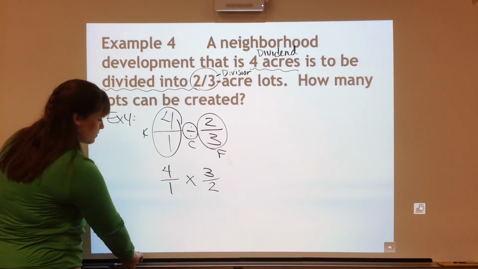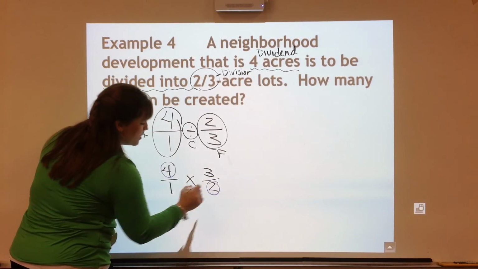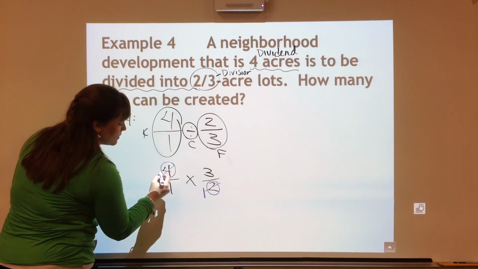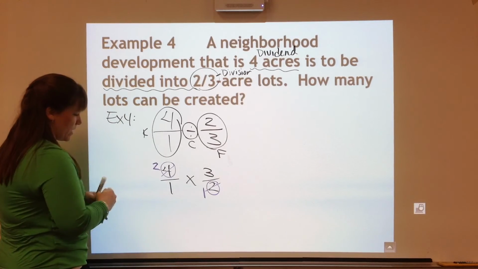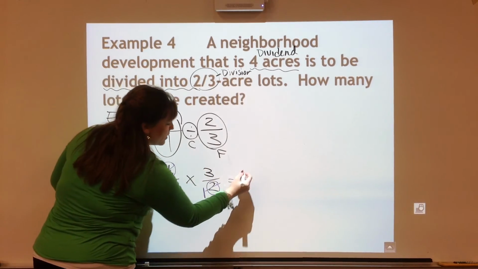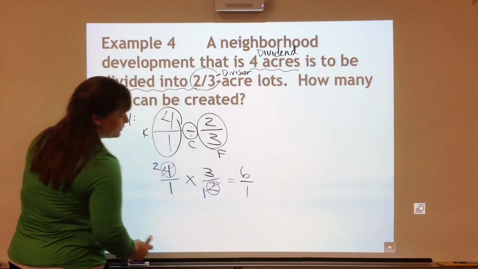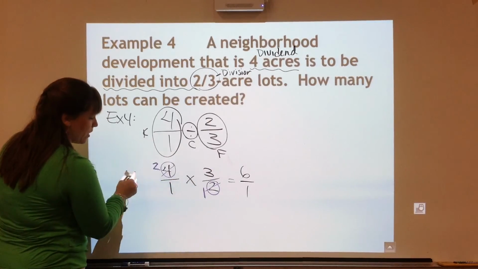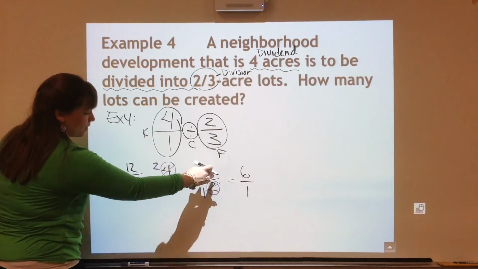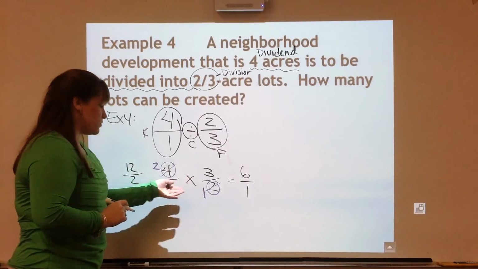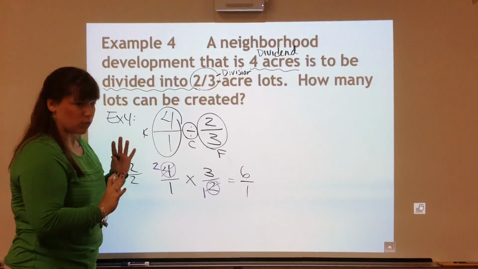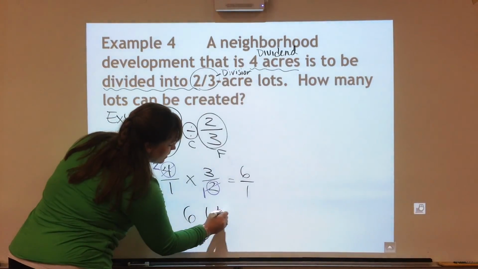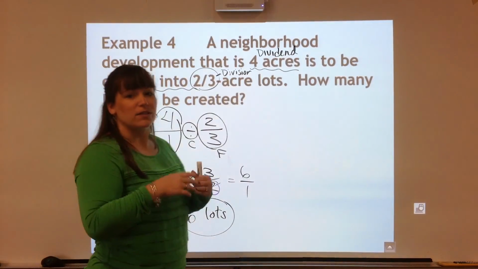Now we're going to do our simplifying trick. 4 and 2 have a common factor of 2, so that's going to be a 1, and this is going to be a 2. And now we have 2 times 3 is 6, and 1 times 1 is 1. Remember, if you're not a fan of the simplifying trick, you can just straight up multiply: 3 times 4 is 12, 2 times 1 is 2, and 12 divided by 2 is 6. It works either way, but regardless, we have 6 lots as our answer, and they can have 6 houses on that piece of property.